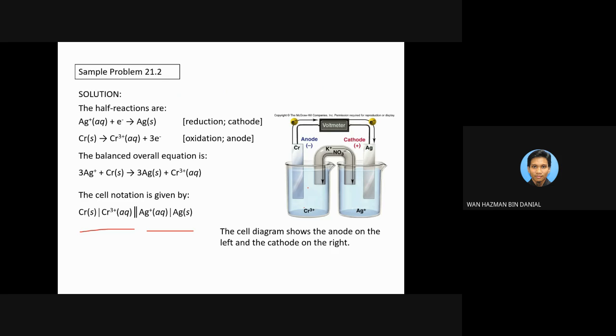Okay, ada lagi tak jawab soalan tu lah. Cell notation kan, balance and then draw. Okay, you kena draw lah. So in order to draw this, you need to understand yang mana anode, yang mana cathode. Okay, just a very simple setup of the galvanic cell.